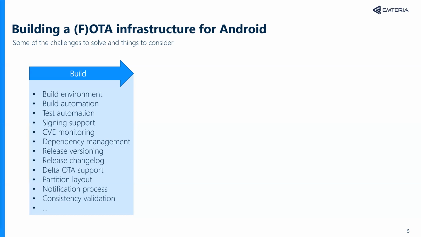How do we sign the image? How do we monitor the CVEs? You know, yeah, there is Google with its database of monthly reported closed vulnerabilities, but which of them are already patched in my code base and which of them are not? How do we do dependency management, maybe with other devices?